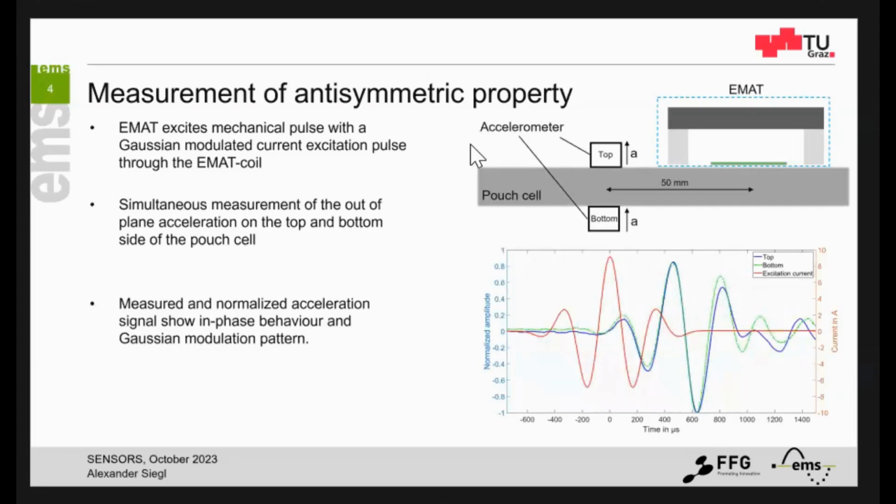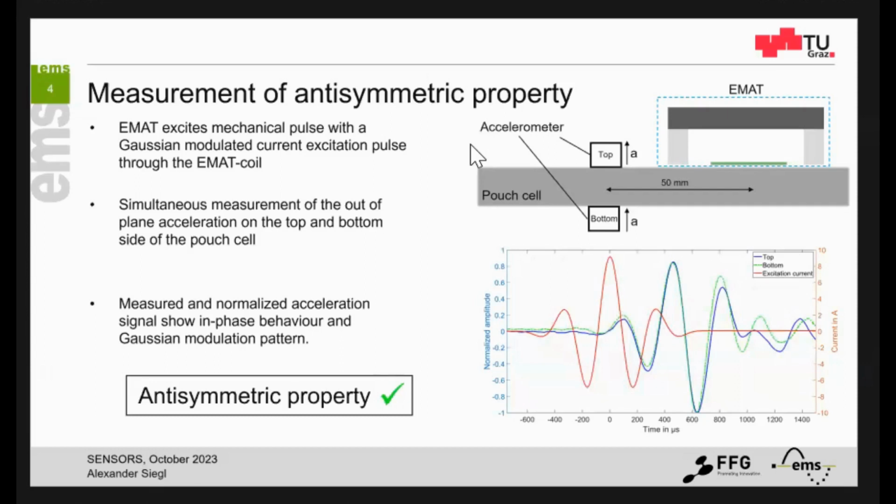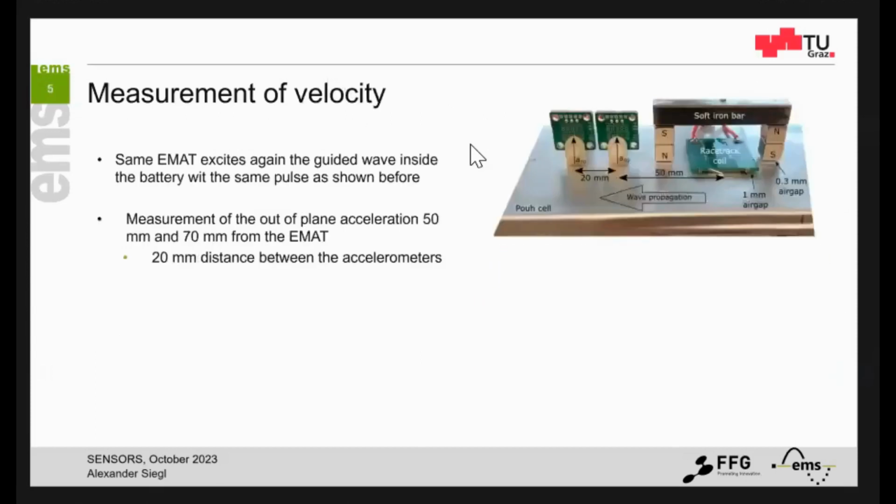In red, you can see the current pulse, which excites the battery. In green and in blue, we see the acceleration on top and on the bottom. What we see is that they are completely in phase. When the wave travels from right to left and arrives at the receiver here, the wave motion on the top and the bottom is the same at every point in time. So we have no phase shift between the measurement on the top and the bottom. This characteristic is referred to as the antisymmetric property of this A0 mode. Now we can extract a further piece of information, which is the velocity.